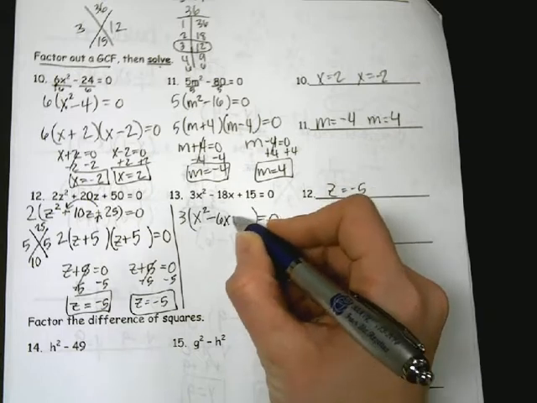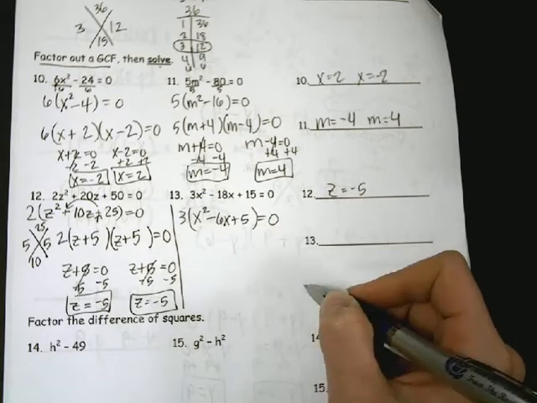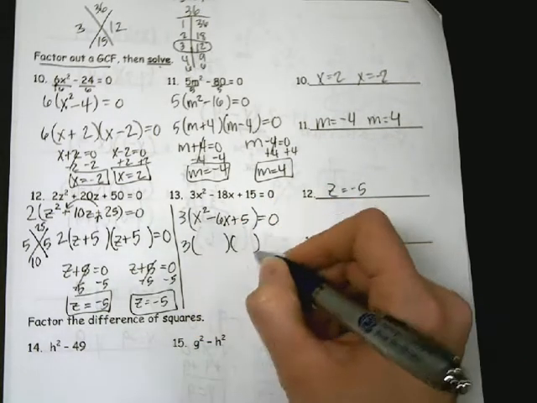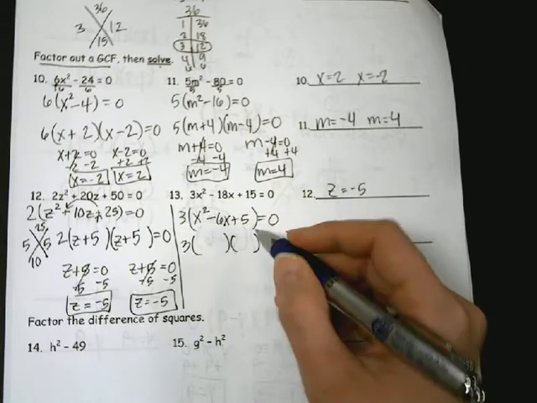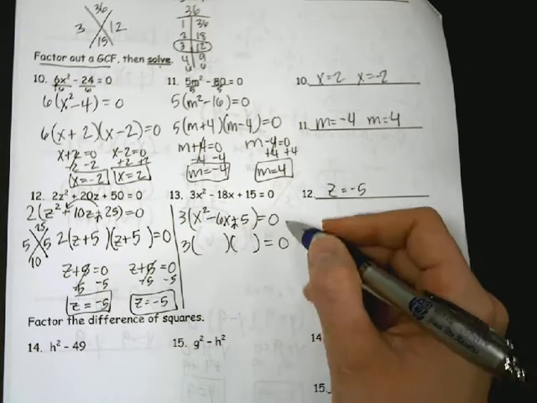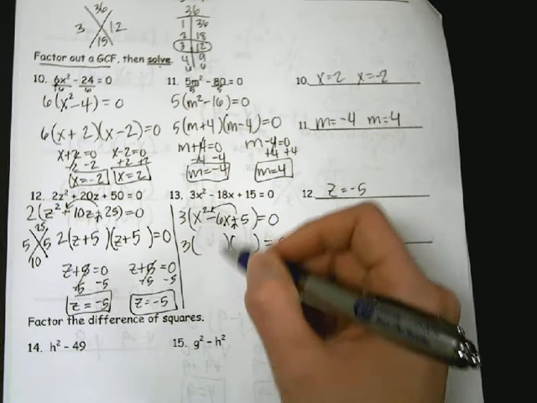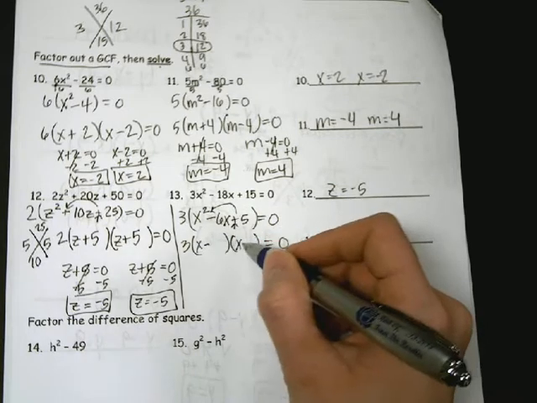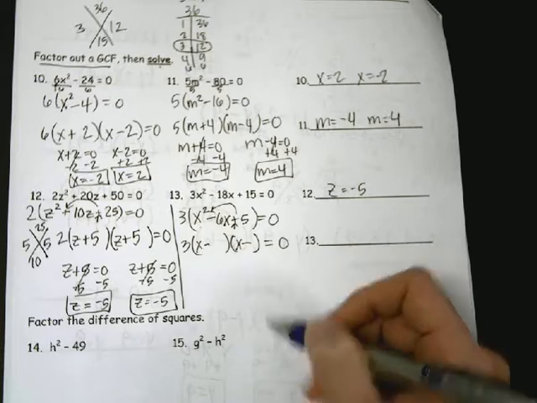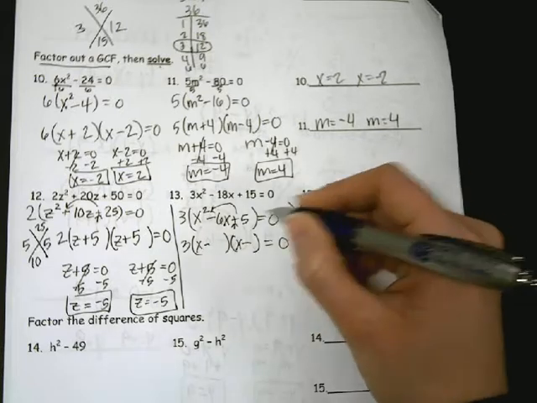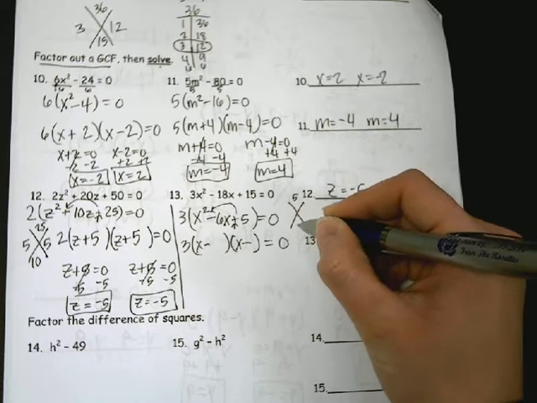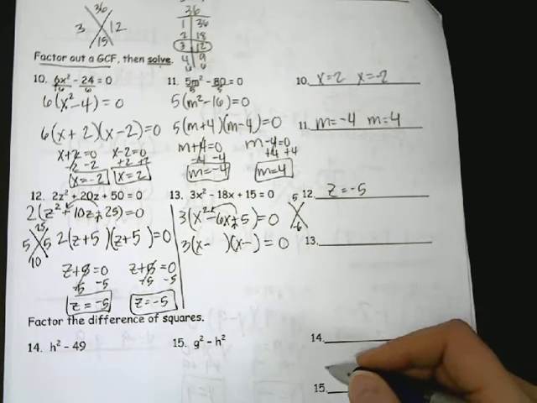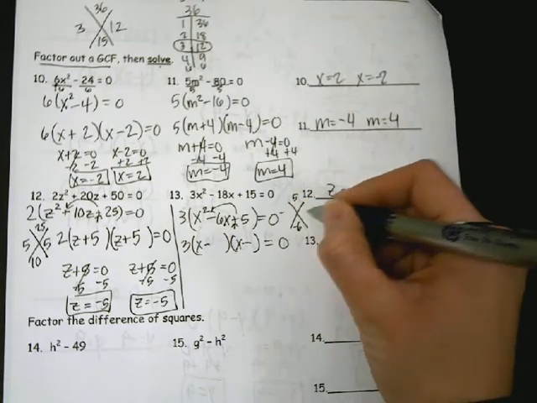Now I need to factor that guy. So 3 stays out. I've got 2 sets of parentheses. This tells me my signs are going to be the same. This tells me they're both negative. So x minus, x minus. To get the numbers, I have to think what multiplies to give me 5 and adds to give me negative 6. Keep in mind, your signs are the same, so they're both negative numbers. I know that's going to be a negative 1 and a negative 5.